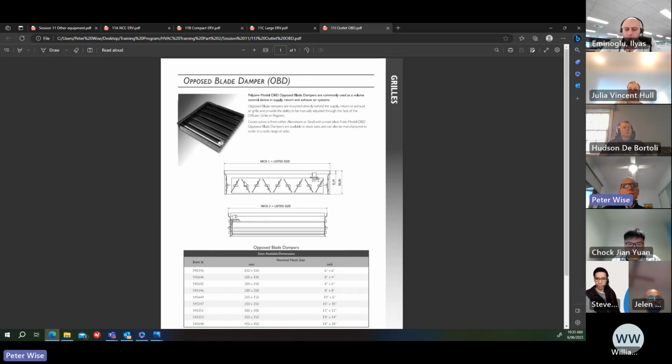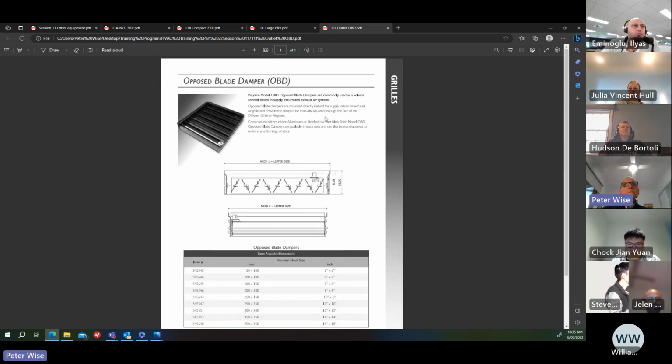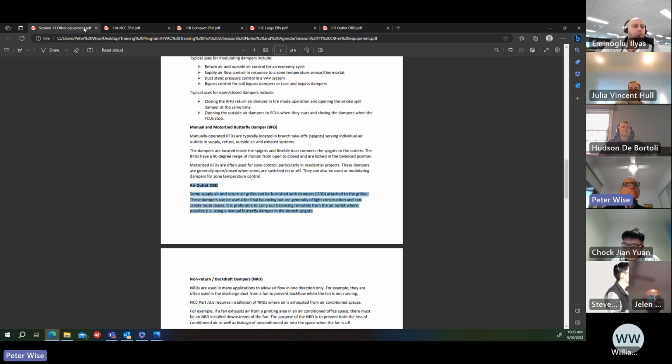This particular one is 58 millimetres high. It just sits on top of the grille and you can access it through the grille. And the blades work together. So you can adjust it with a screwdriver and the blades will move, but they're very flimsy and they can be noisy. So it's an option, but probably not the best one if you can avoid it.